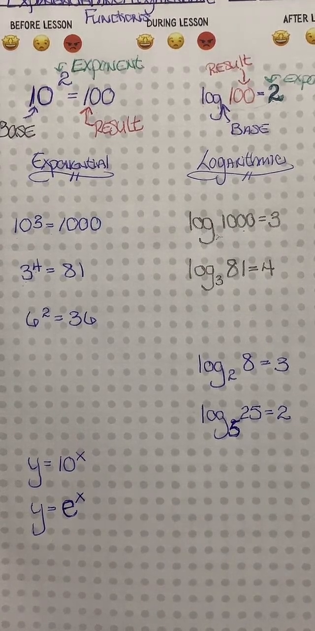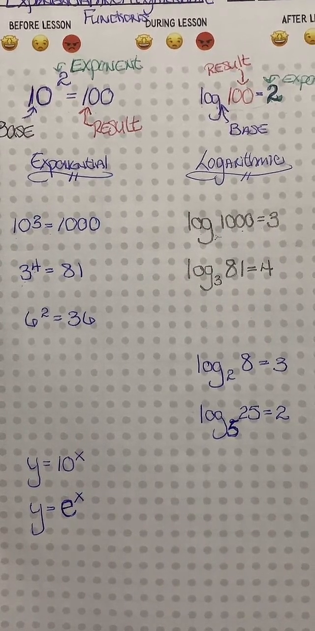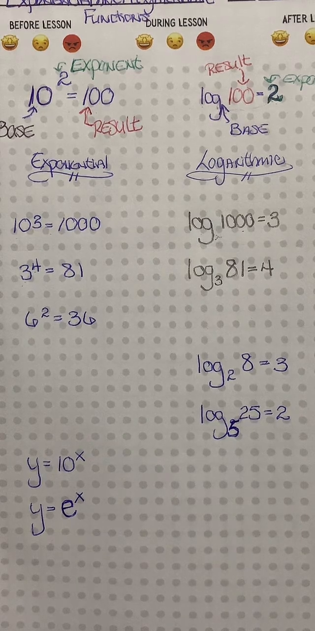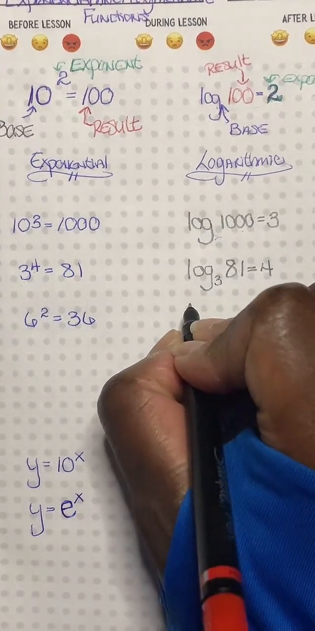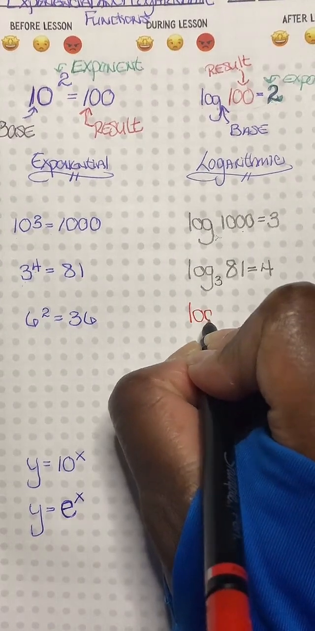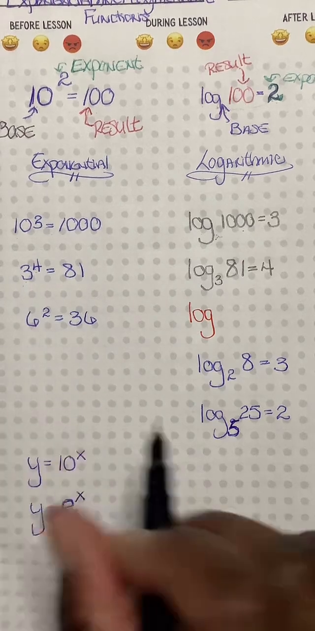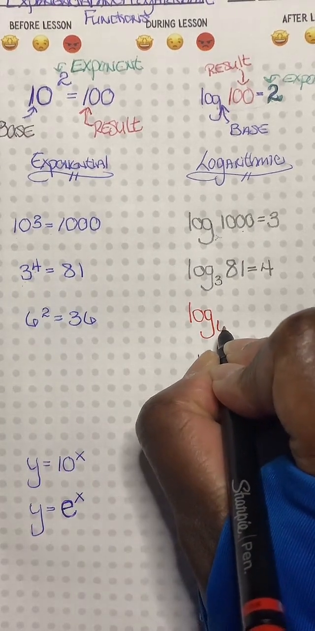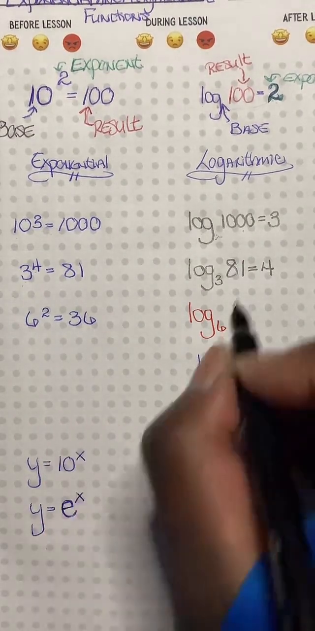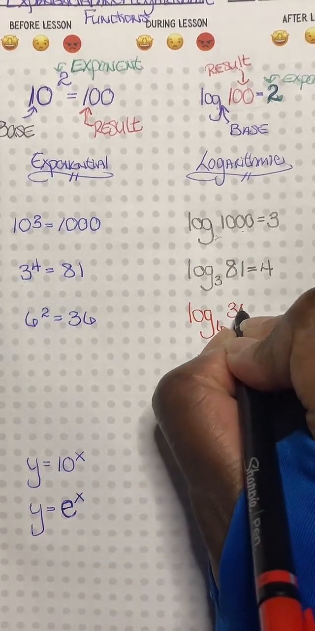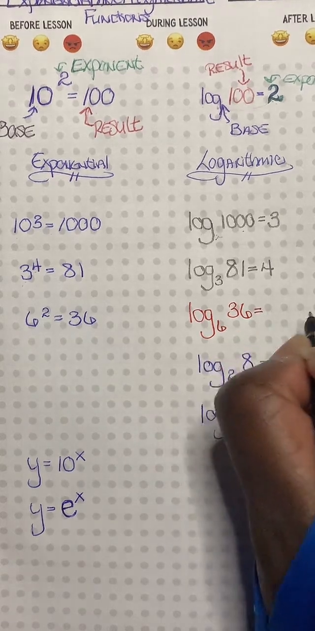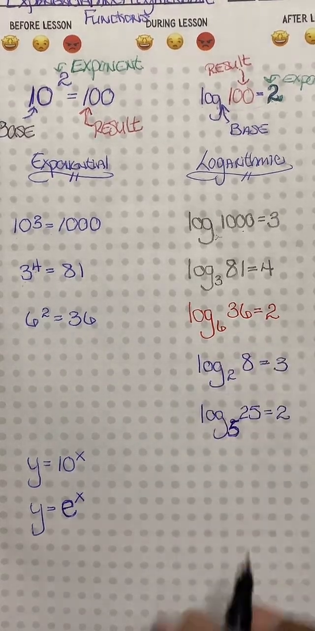Thanks, Monique. So we have log, I want to say base 6. The result of 36 equals 2. Okay, so we have our log. We have our base, which in this case is 6. The result, which is 36, equals your exponent, which is 2.